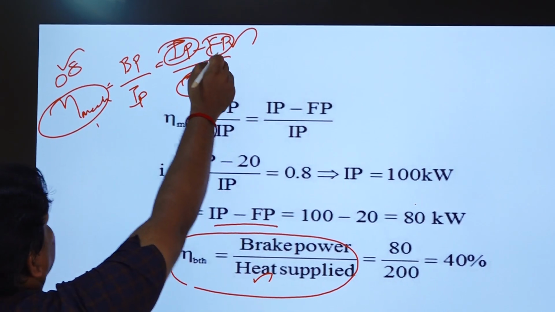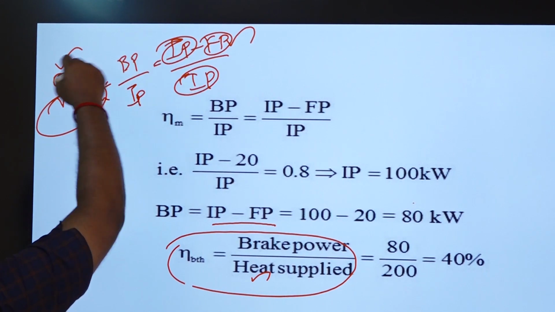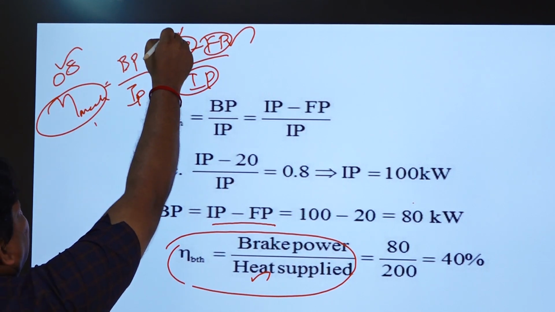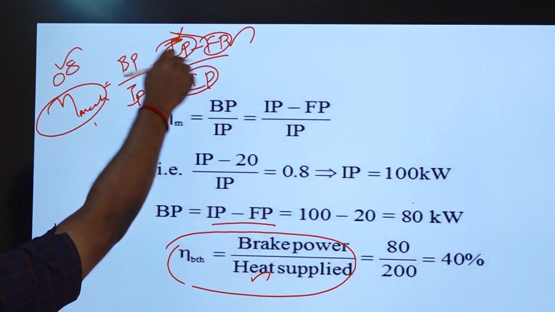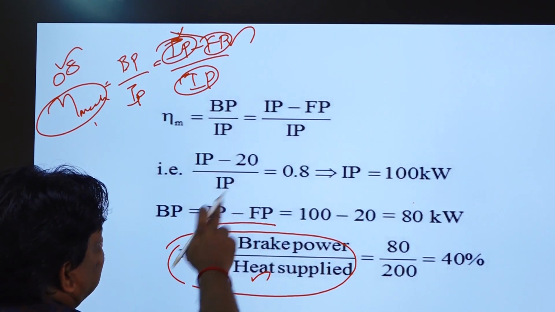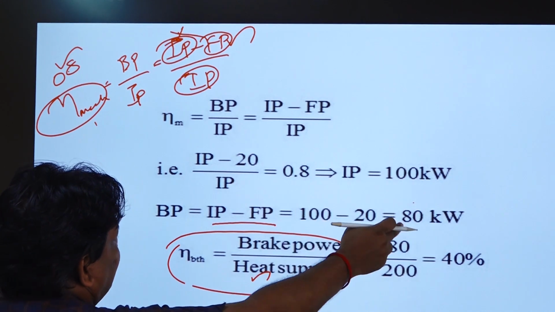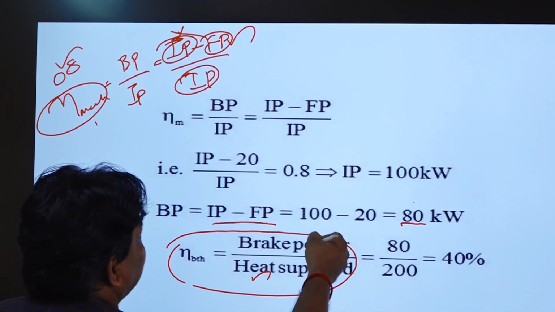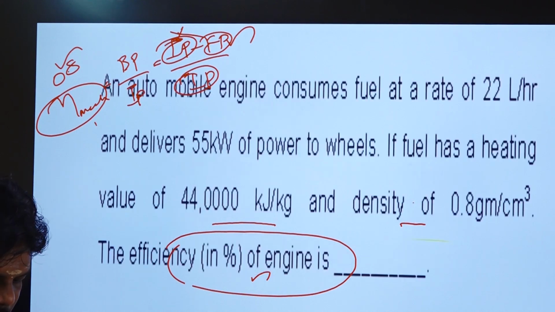So among the three data, two data are known to you. So the only unknown data is the indicated power. So you can easily find the value of indicated power, substitute here, and you can find the value of brake power. So from that you can easily find this brake thermal efficiency.